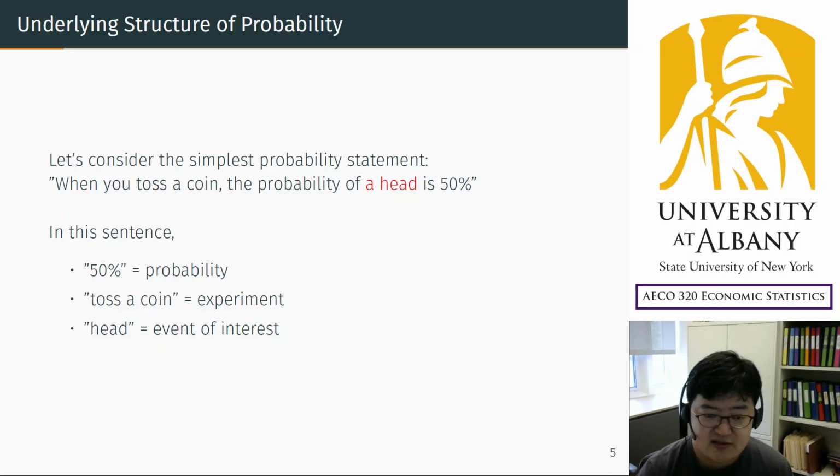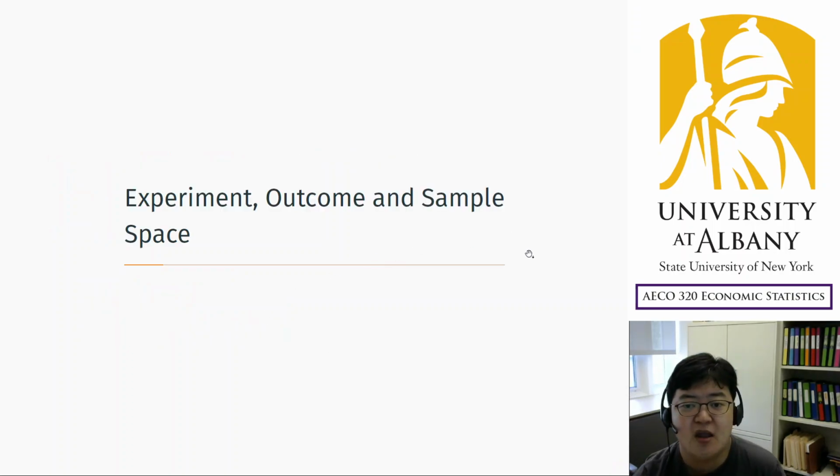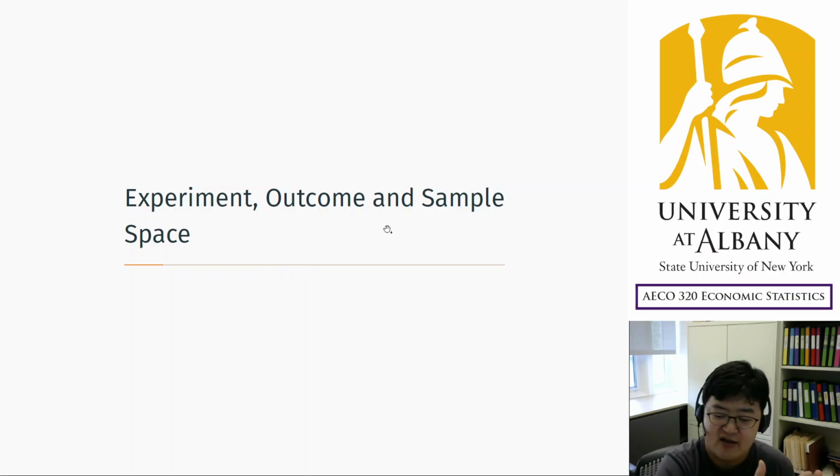These three simple components should be accompanied by any probability. When you talk about a probability, even if it's not explicitly stated, there must be an underlying experiment and an event of interest, right? So we are going to define a few more terms to study the structure of the probability.